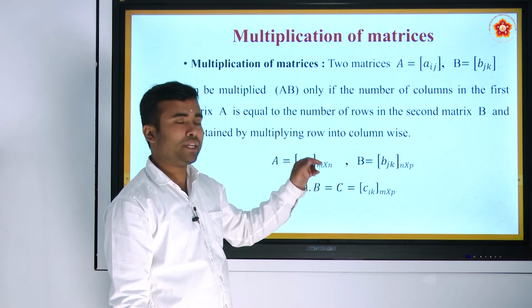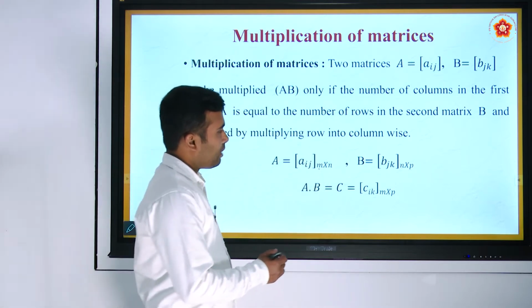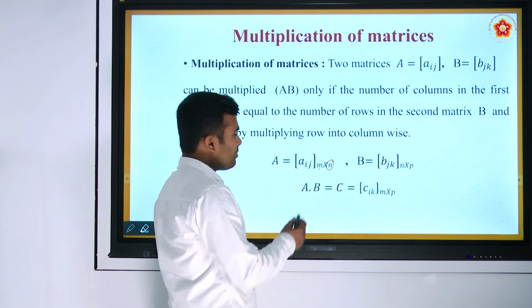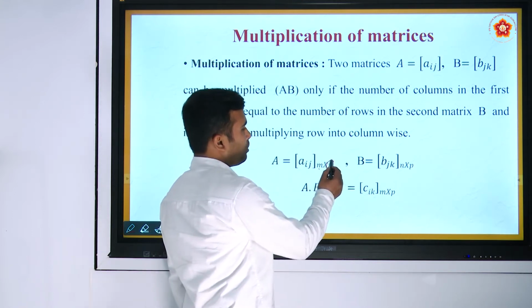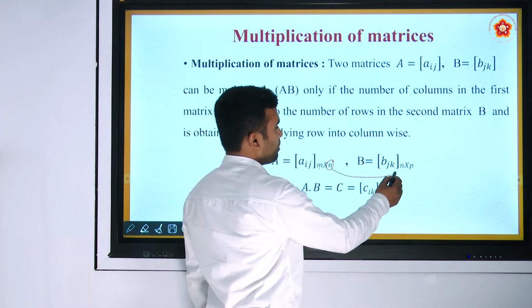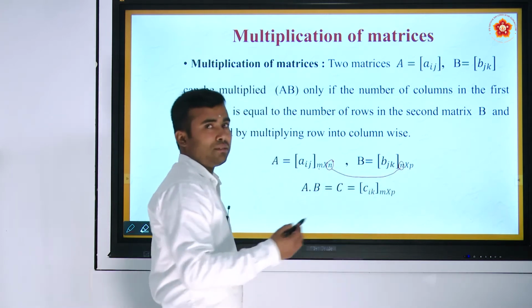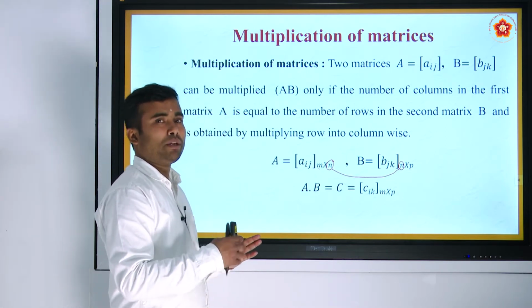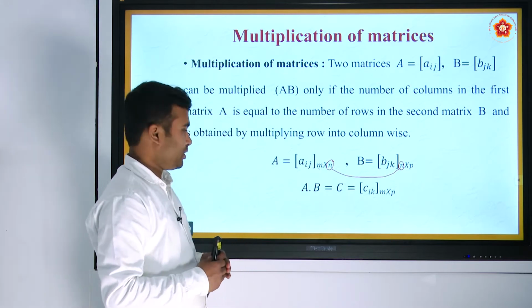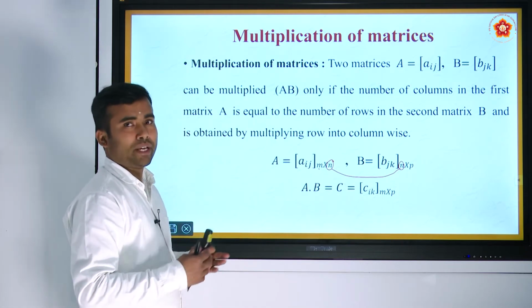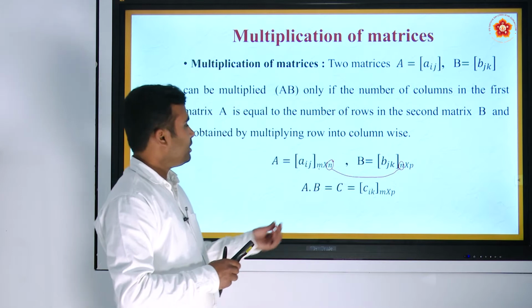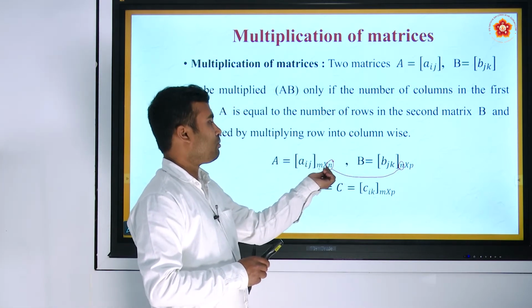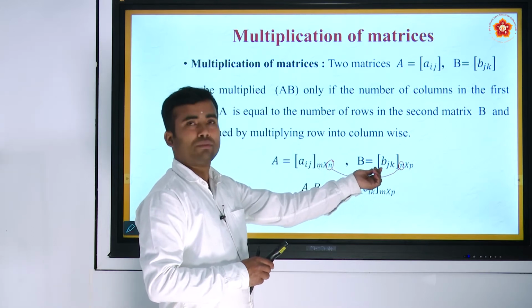And for matrix multiplication, we have to follow the condition that the number of columns of matrix A should be equal to the number of rows in the other matrix. Though we are multiplying A into B, if you multiply B into A, the same condition should be followed. As we are doing A into B, the number of columns of A should be equal to the number of rows of matrix B.